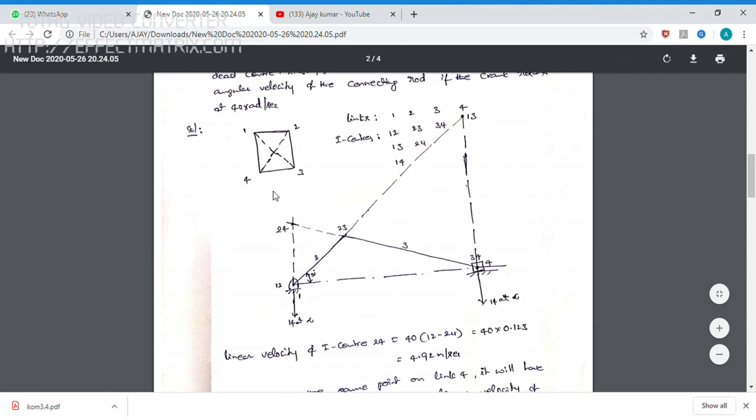Next, another triangle is the 2, 3, 4. That is, there are three links: the second link, third link and fourth link.